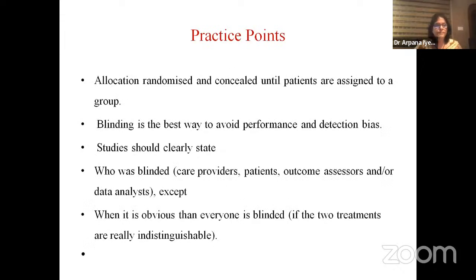So the randomization and the allocation concealment should be clearly mentioned in the trial, and blinding obviously is the best way to avoid performance and detection bias. Whether blinding was done and who was blinded should be clearly mentioned. As Dr. Nivedita said, the terminologies of single blind, double blind, and triple blind are now extinct, so we need to clearly mention who is blinded, and that tells us which bias was excluded. Except that when it is obvious, everyone is blinded.